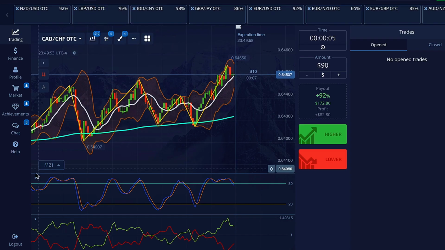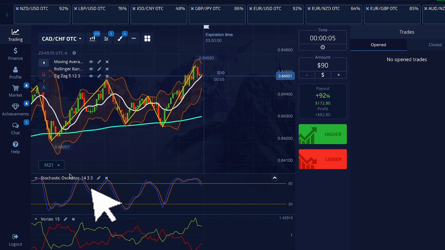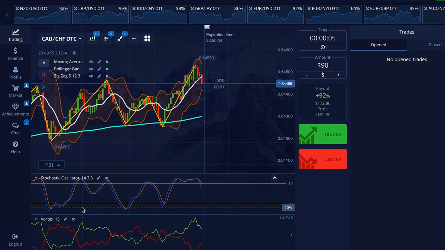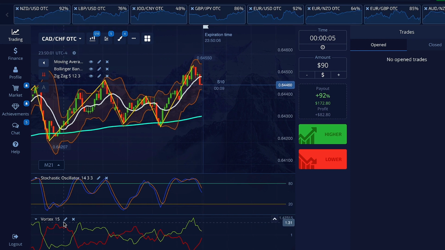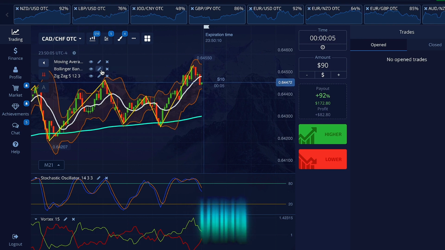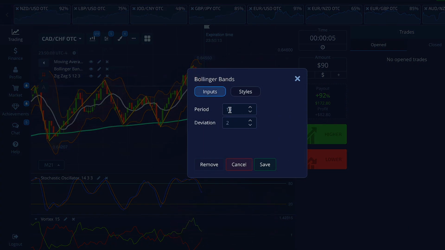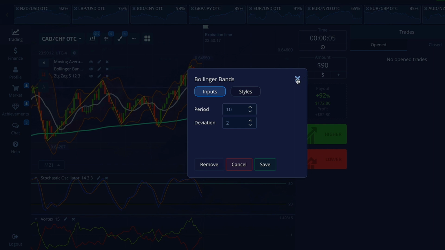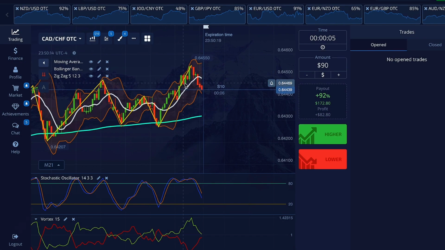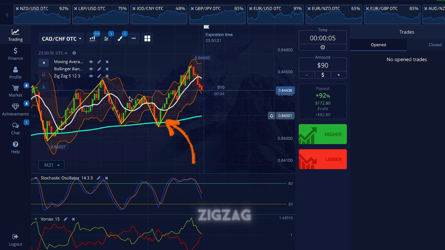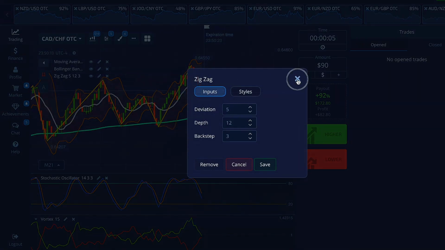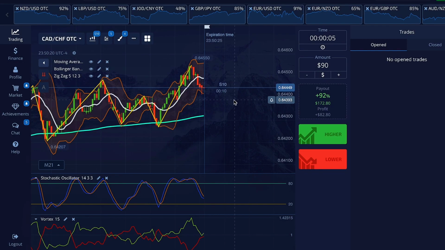So another thing that we're going to be looking at today is going to be the stochastic. Now this is the regular settings, 14, 3 and 3, and another thing as well is the vortex, but we're not going to use that as much. We are just going to be mainly using the Bollinger bands with a period of 10 and a deviation of 2. So go ahead and screenshot that. And also guys, we're going to be paying attention to the zigzag also on the default settings as well. But let's get right into this trading strategy.